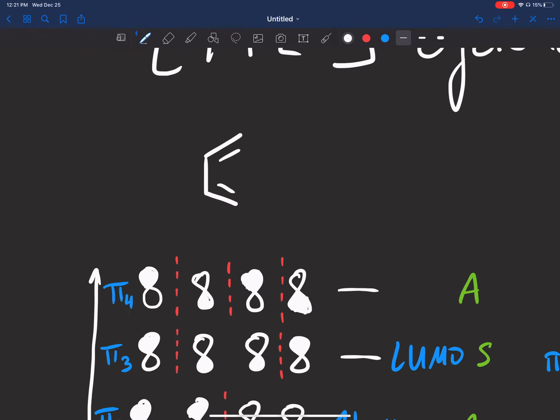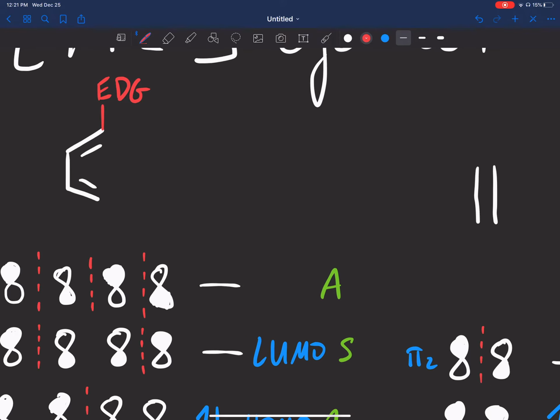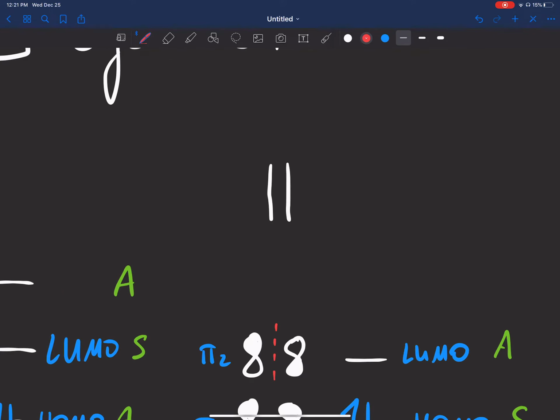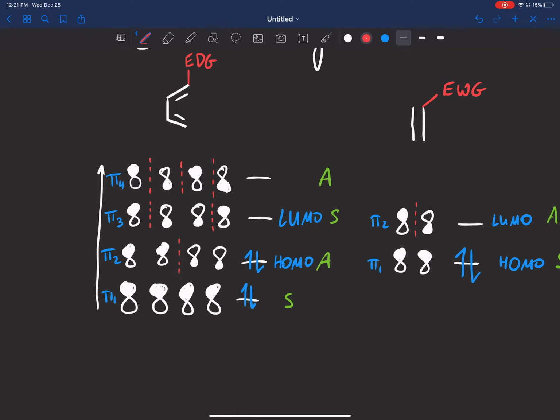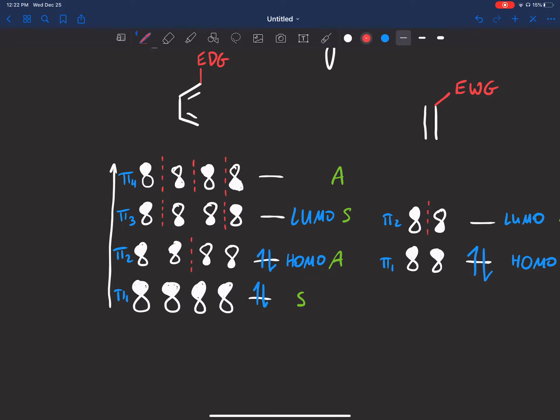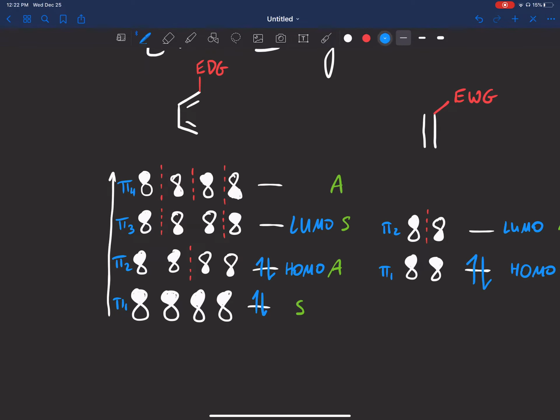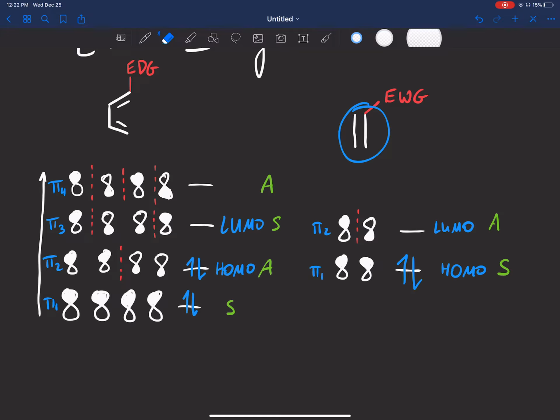Usually you'll see an electron donating group on a diene. I'm going to abbreviate it EDG because we could use a couple of types and I'll show you them later. And on the dienophile, we usually have an electron withdrawing group. I'm going to put EWG for now. So what does the electron donating group and the electron withdrawing group do? Well, the EDG is an electron donating group, so we're putting electrons into this conjugated pi system. The withdrawing group removes electrons from here, right?